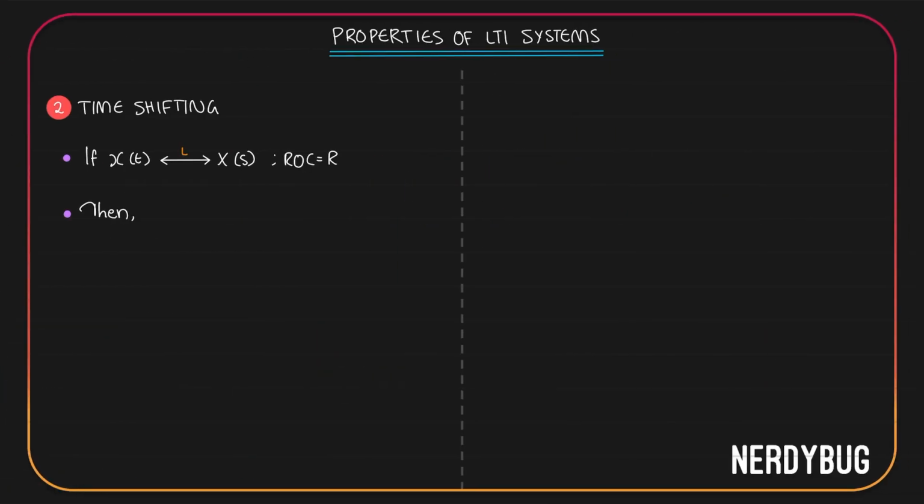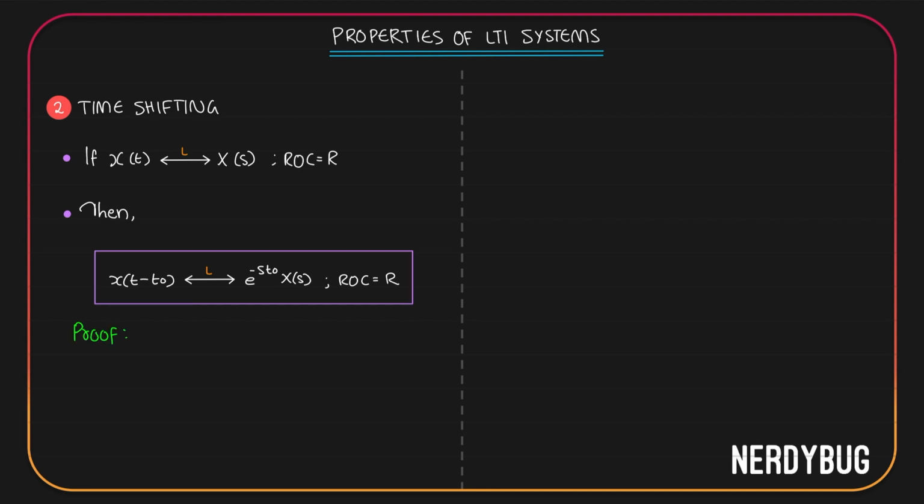The next property we have to learn is time shifting. If the Laplace transform of x of t is x of s and its ROC is R, then the Laplace transform of x of t minus t naught is going to be e raised to minus s t naught times x of s. And its ROC is going to be the same R.